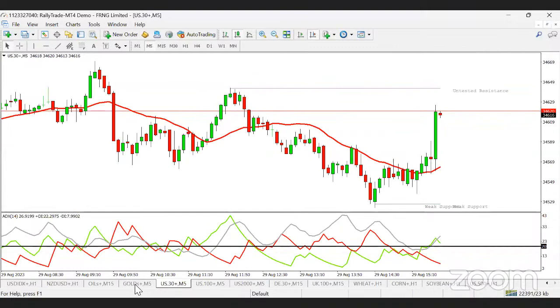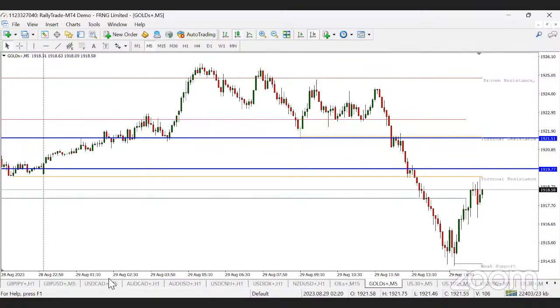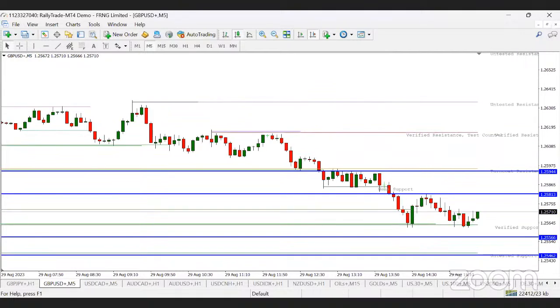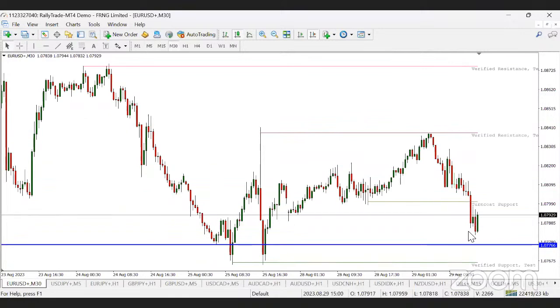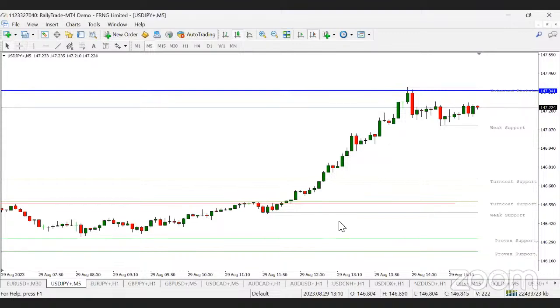US 30 is also going to go up, and gold is just going to be rallying around here, but I still see it going back up. All right, USD CAD, of course, we said is going to be a sell, and GBP USD, we said to set up a pending order, which is still trying to trigger. And for EUR USD, yeah, it's still going to be a sell. USD JPY, of course, we said is going to be a buy. All right, so I think that is going to bring us to the end of this meeting.